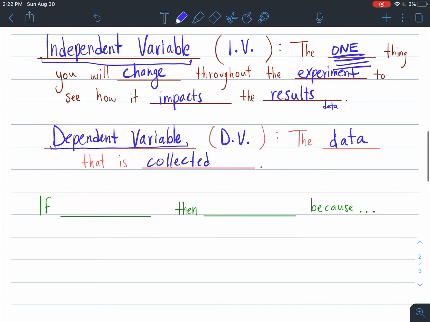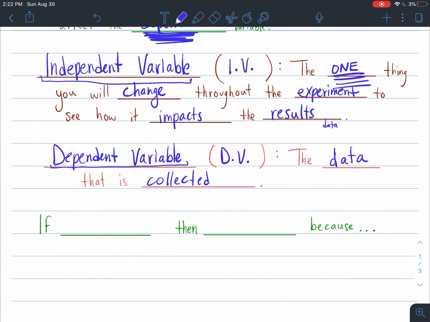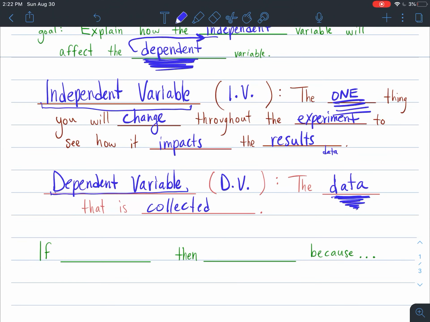So let's go back to my idea about a duck and being happy with the food it eats. Well, the thing I'm measuring is how happy it is. So the dependent variable, the data I'm collecting, is how happy the duck is. The one thing that I'm changing to see how it affects the duck's happiness is the food I give it. So in my experiment, I must only change the food that I'm giving the duck to see how it impacts the dependent variable, or its happiness. And its happiness depends on the type of food that I give it, which is the independent variable.